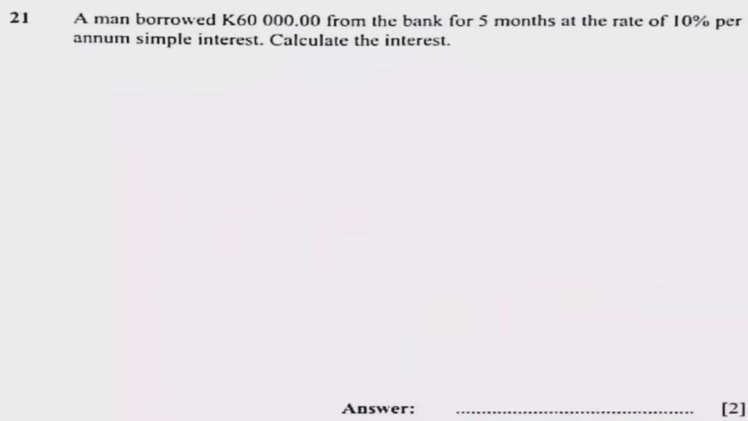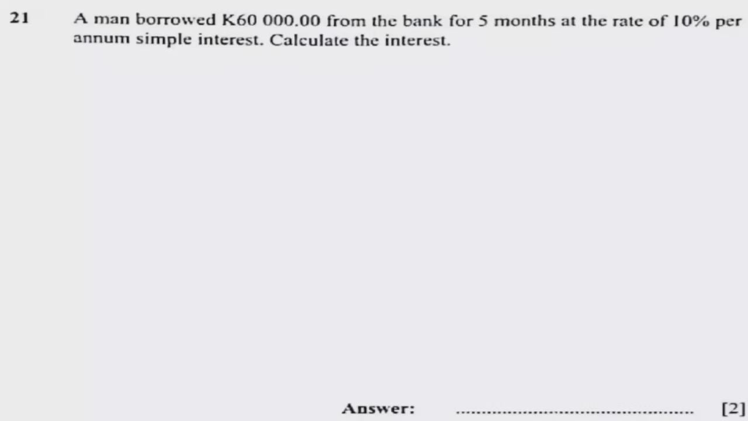We come to question 21, which is: a man borrowed 60,000 kwacha from the bank for 5 months at the rate of 10% per annum simple interest. Calculate the interest. Okay, so a man borrowed 60,000 kwacha from the bank for 5 months at the rate of 10% per annum interest.